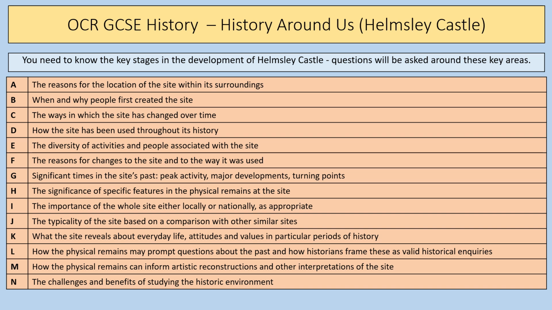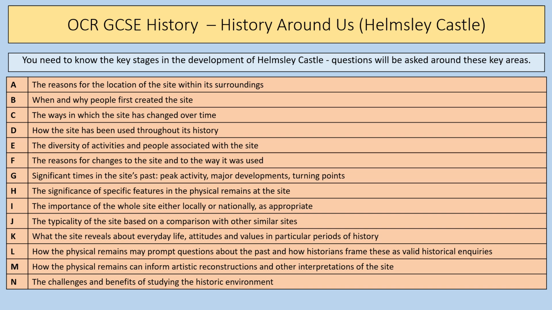H is the significance of specific features in the physical remains at the site. So what is the significance of specific features you can see? You might talk about the earthworks or the East Tower, or the fact that the Tudor mansion remains, or the fact that you can see the outline of the defensive curtain walls, the remains of the South Barbican, North Barbican, etc. I is the importance of the whole site, either locally or nationally as appropriate.